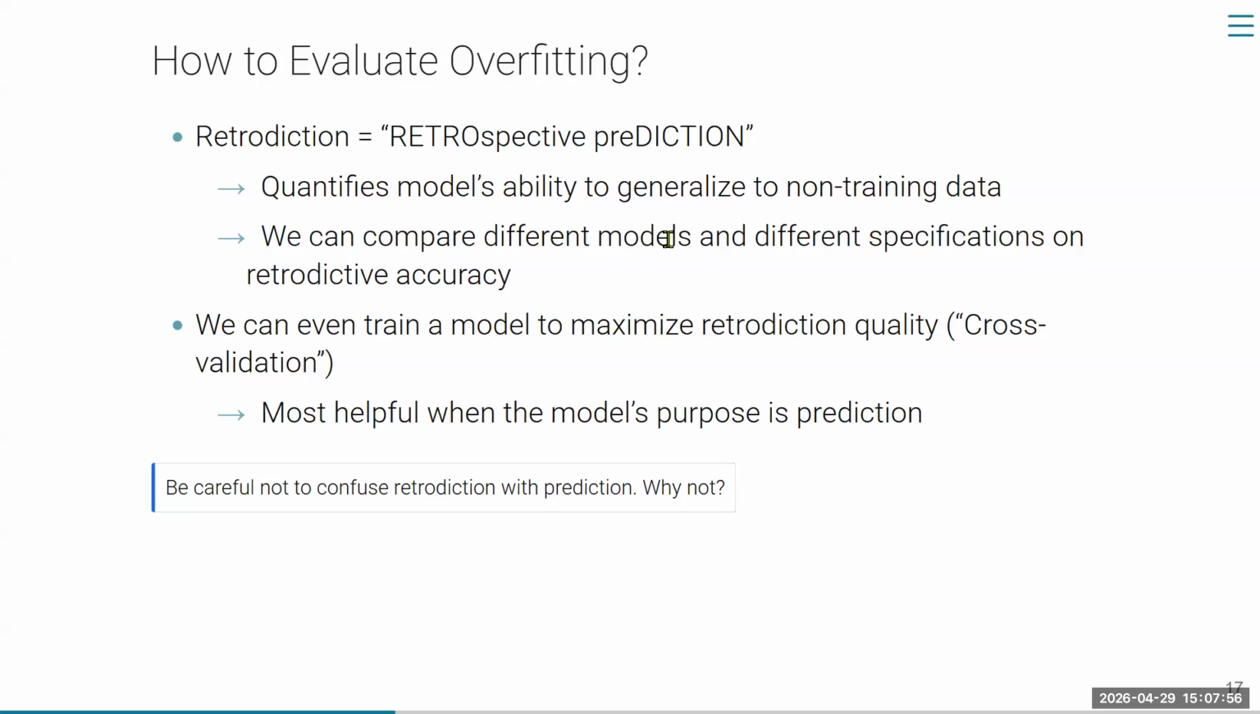And we do want to be careful. Retrodiction is not the same as prediction. Prediction means the data haven't been created yet. We're predicting the future. Retrodiction means we have the data. We're just holding it out of the training process and then evaluating the model's generalizability to the non-trained data. And the difference is that the data generating process may change in a fundamental way in the future, whereas after the fact, we usually know if it's similar data or not similar data.